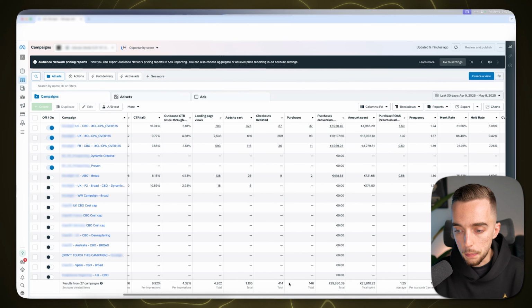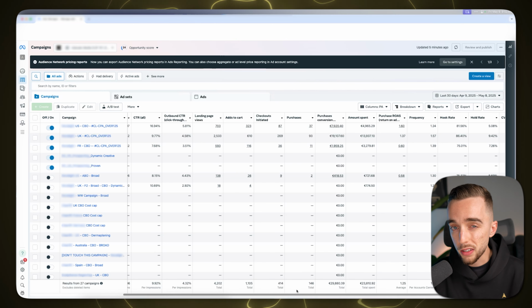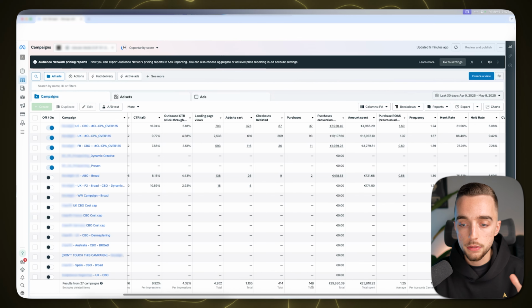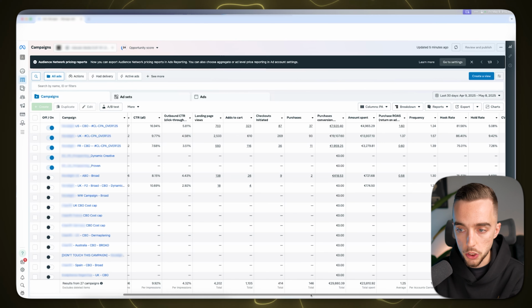Now, second sort of pain point or bottleneck right here, checkout to purchases. Only about 25% of people who check out end up making a purchase. So that's super low. Usually we want to be at, again, very similar to your add to cart to checkout ratio, another like 50 to 70% roughly of your checkouts should end up making a purchase.